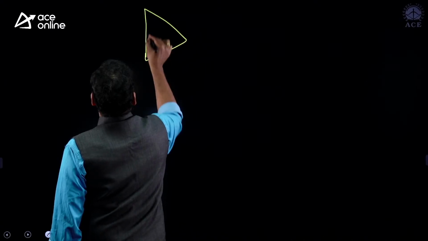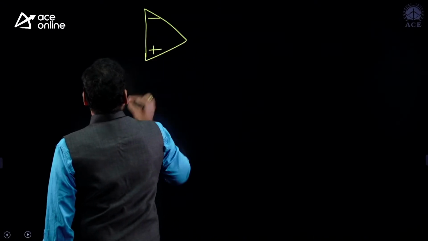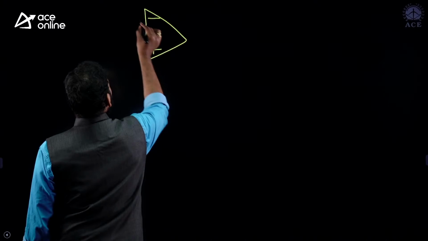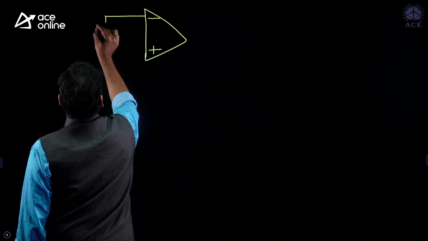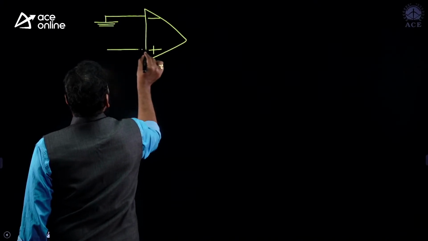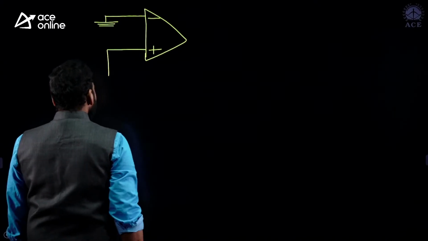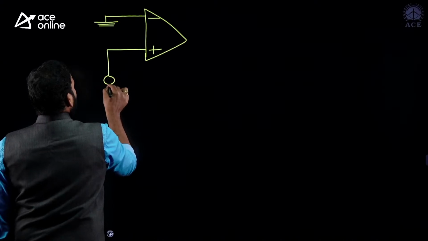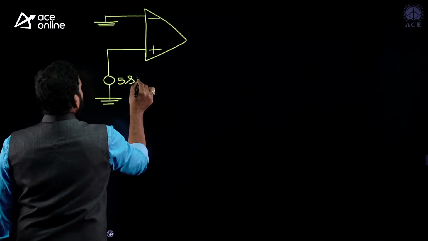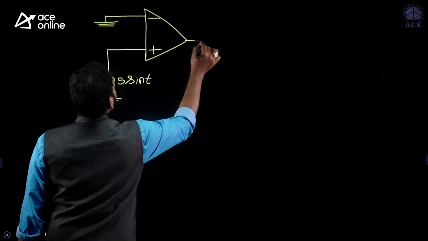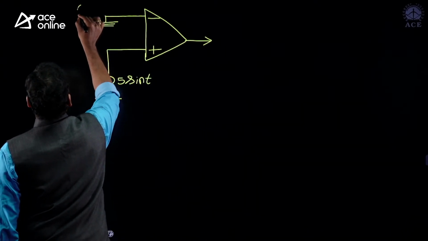You take one operational amplifier, connect one terminal. You can choose any terminal, no problem. The inverting terminal is ground, and the non-inverting terminal is connected to one sinusoidal signal. Let us say this is 5 sin t. What is the output? Straightforward question, very simple.